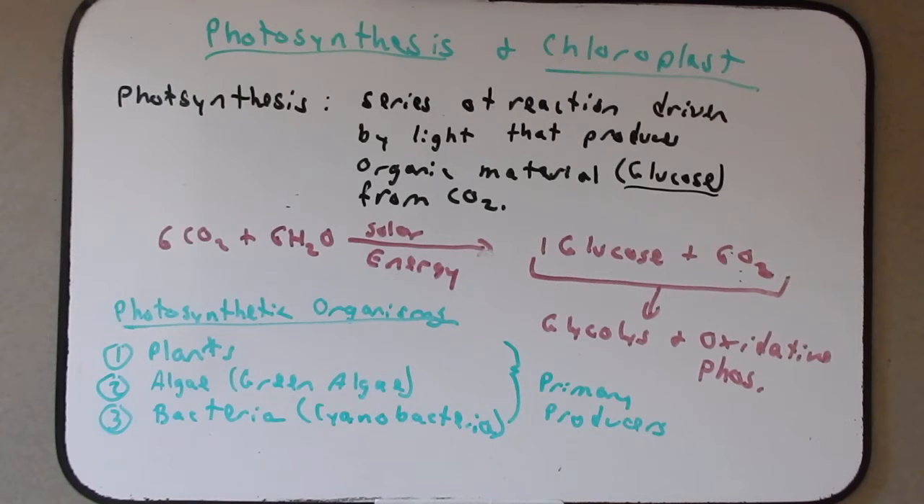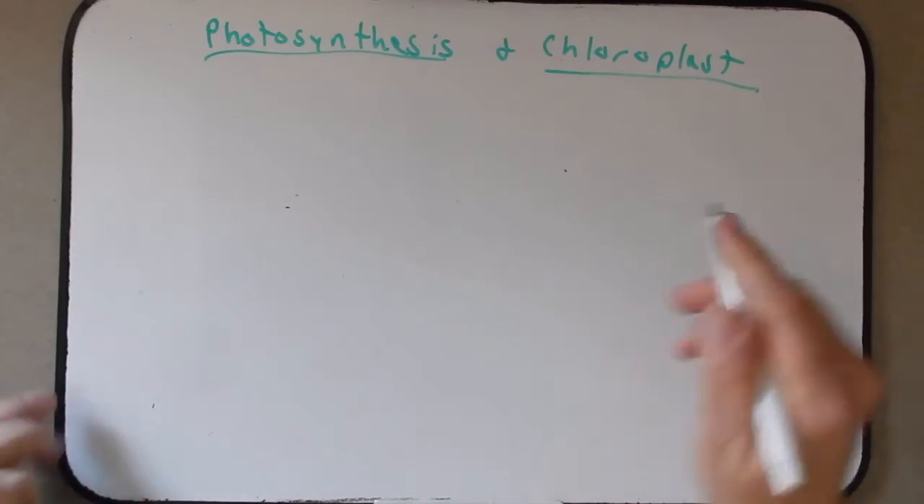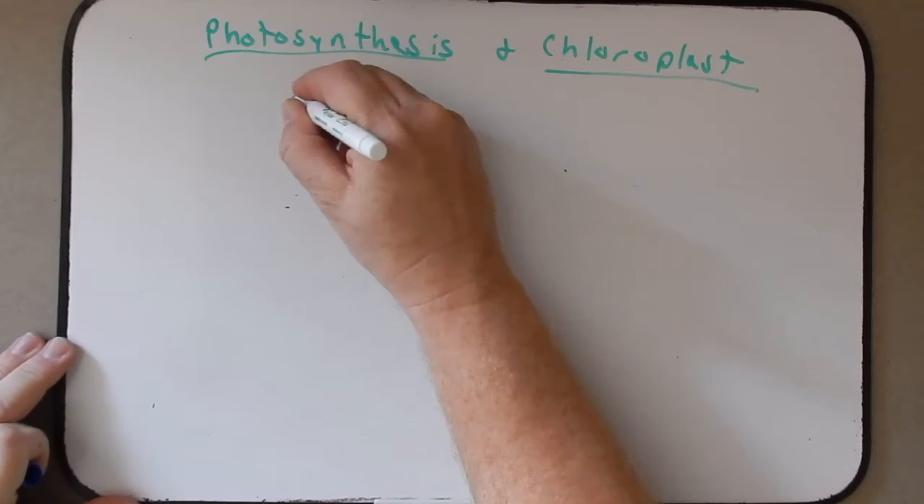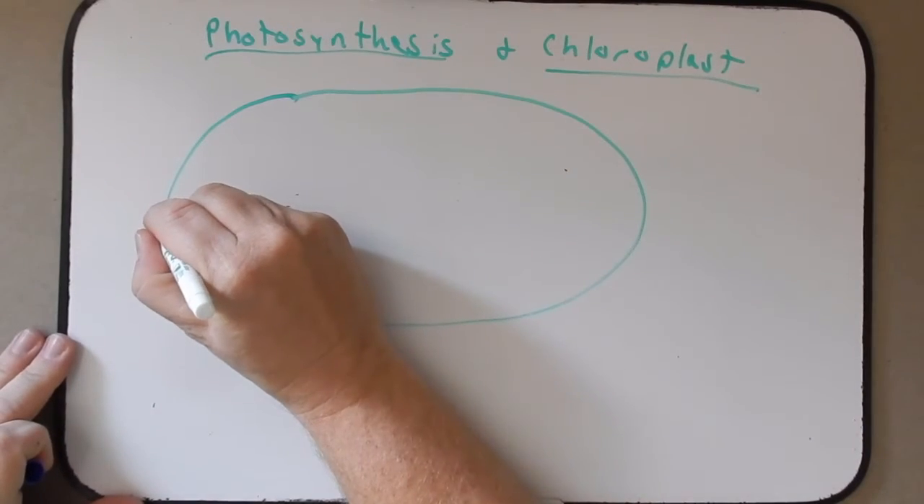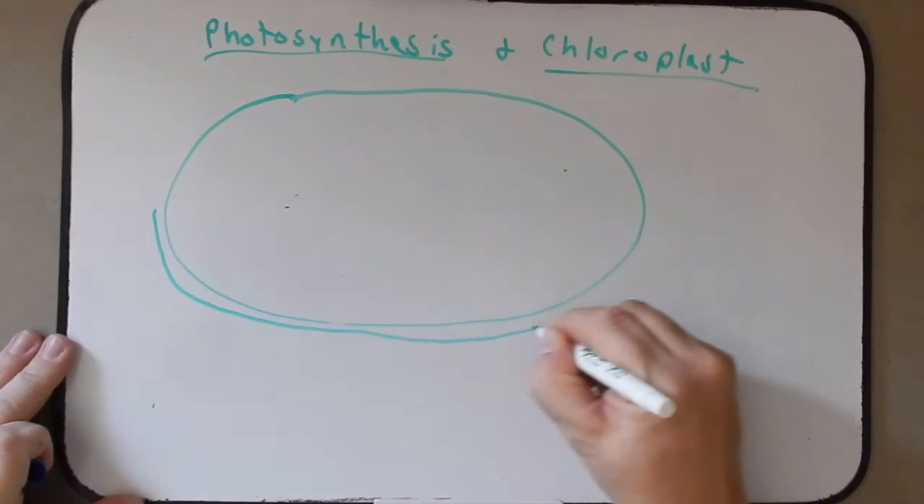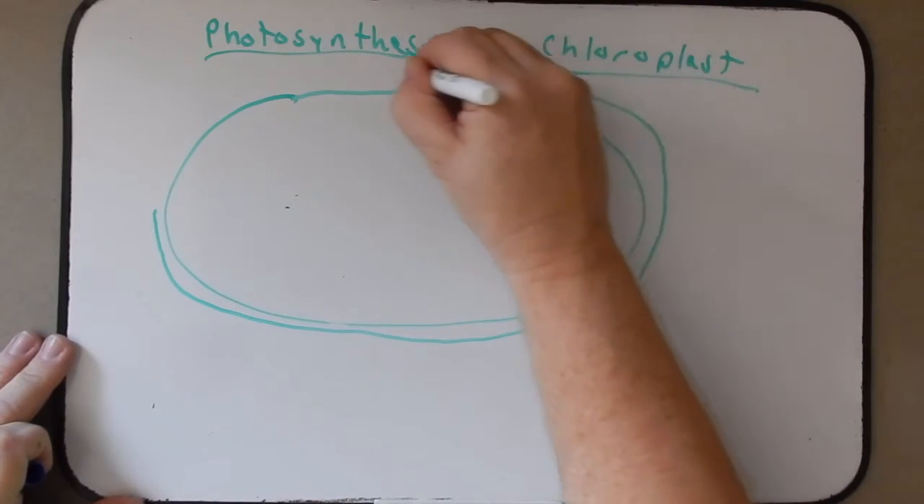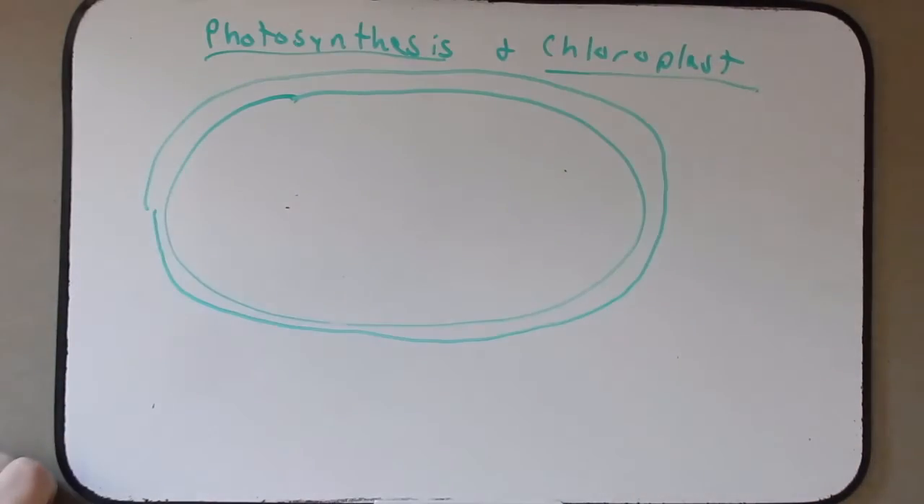So now I want to talk about the chloroplast. So let's draw a chloroplast here. They're very similar to mitochondria in some respects, but also different. I'll try to point those out as we move forward.